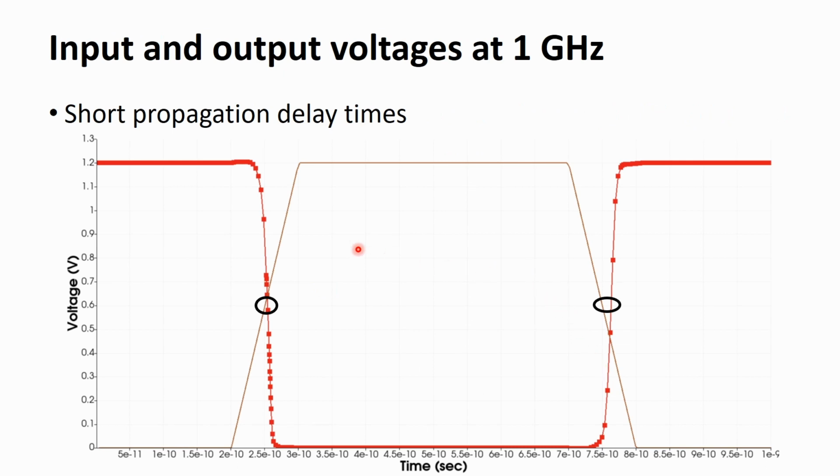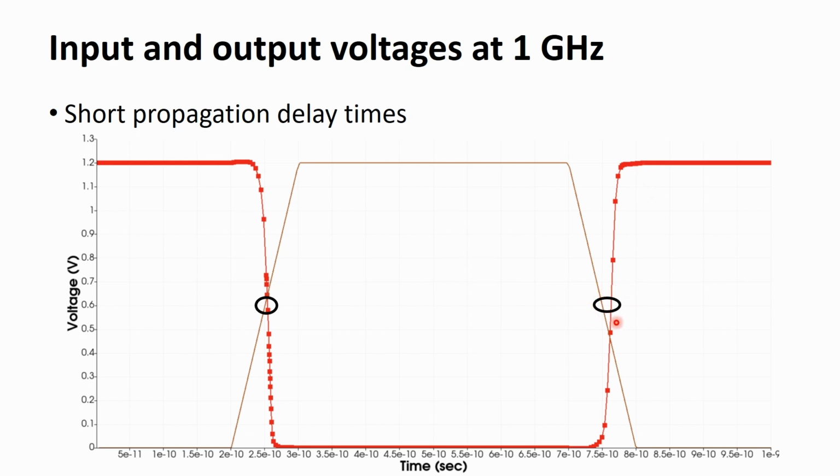This figure shows the input and output voltages at 1 GHz. With the minimal load capacitance, the propagation delay times are quite short compared with the period. Of course, since the PMOS is a little weaker than the NMOS, the output transition from 0 to VDD takes longer.